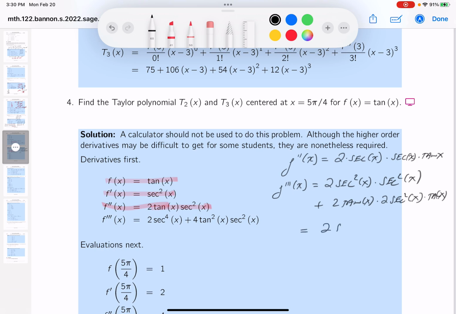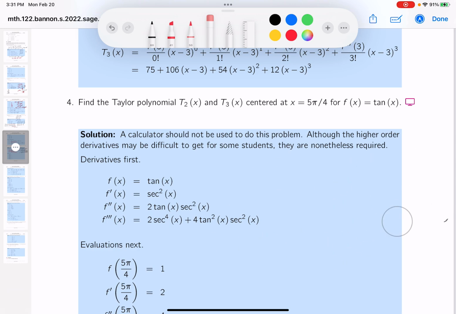Let's clean up a little bit. You can get 2 secant to the fourth plus 4 tan squared secant squared. All right, let's take a look, see if we did it. I got the first term and the second term. We're doing okay. You're looking at this in stages and saying, did I get there? You got the derivatives done. That's not bad. What I got to do is evaluate now.